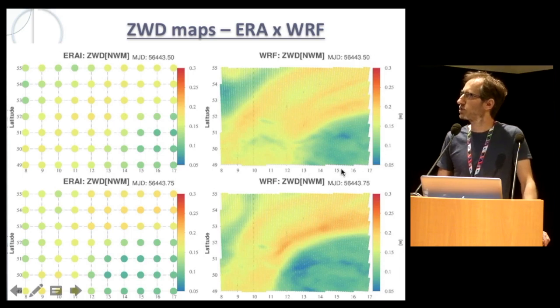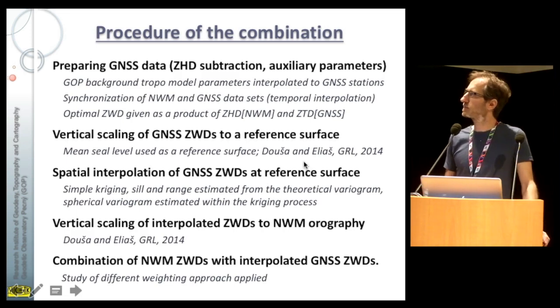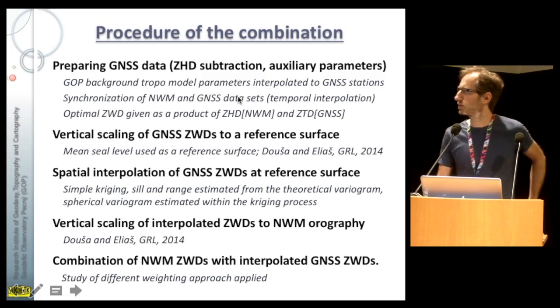And now about the procedure, we are first preparing the GNSS data because we have zenith total delay. In fact, we can introduce already our background model, so we can subtract the zenith hydrostatic delay optimally, in a consistent way, from the background model, so from the numerical weather forecast. Then we have full consistency, and we also interpolate for all GNSS stations, the static stations, the numerical weather model parameters, including the auxiliary parameters for vertical scaling, and we also synchronize the data by intertemporal interpolations.